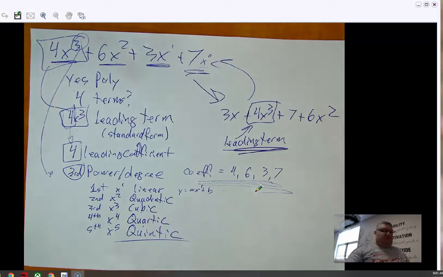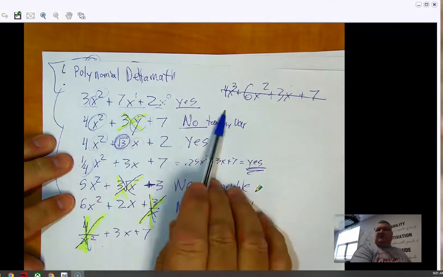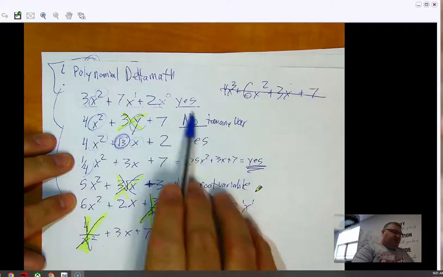Okay, so to show your work on this section, what do you need to do? You need to write out the polynomial. You need to tell me yes or no and why.